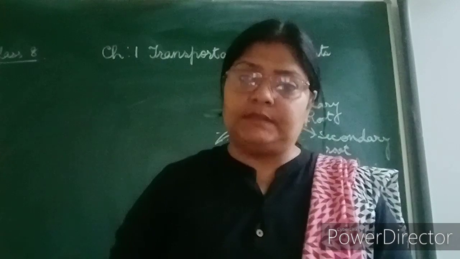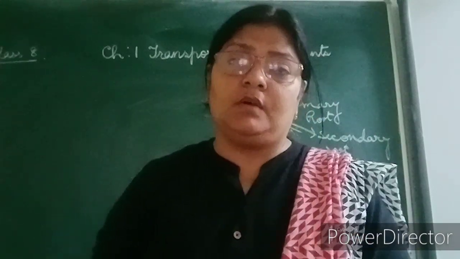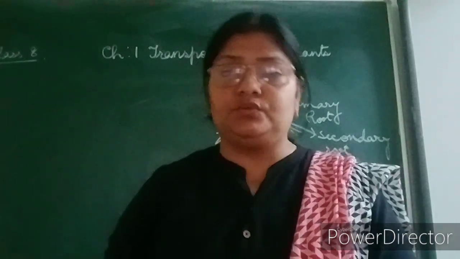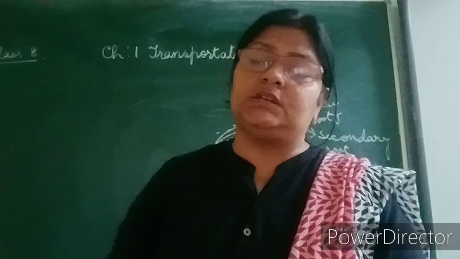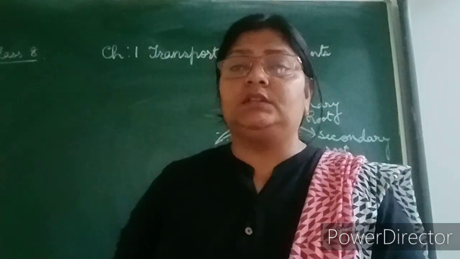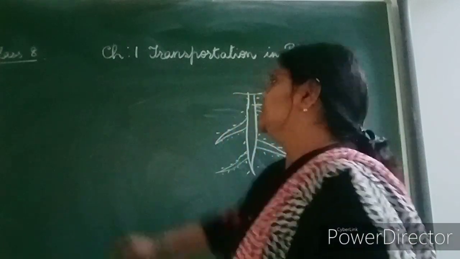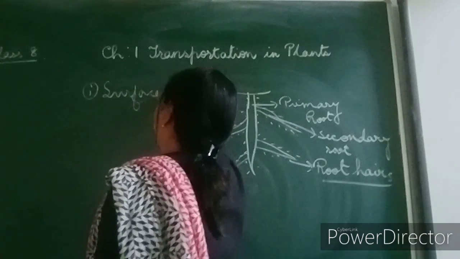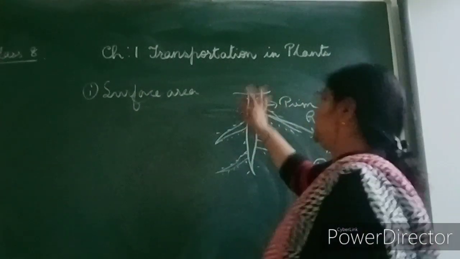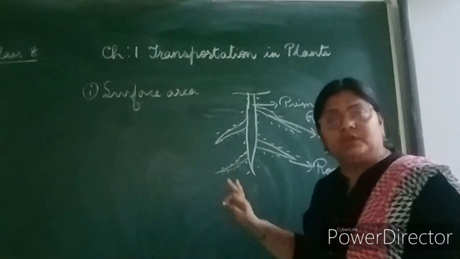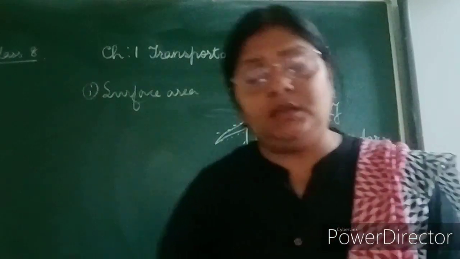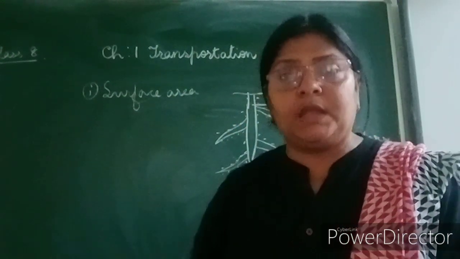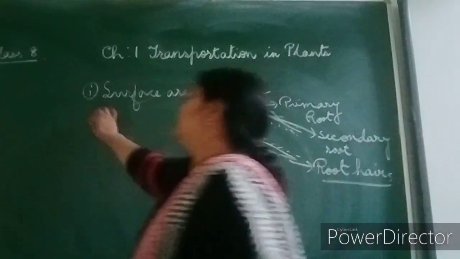Now these root hairs help the plant to absorb water and minerals. There are specialities in the root hair which help the plants to absorb water. The specialities of root hairs we'll discuss now. The first is surface area. Because the root hairs are small and cover the whole root system, they increase the surface area of the root to help it absorb more water in less time.